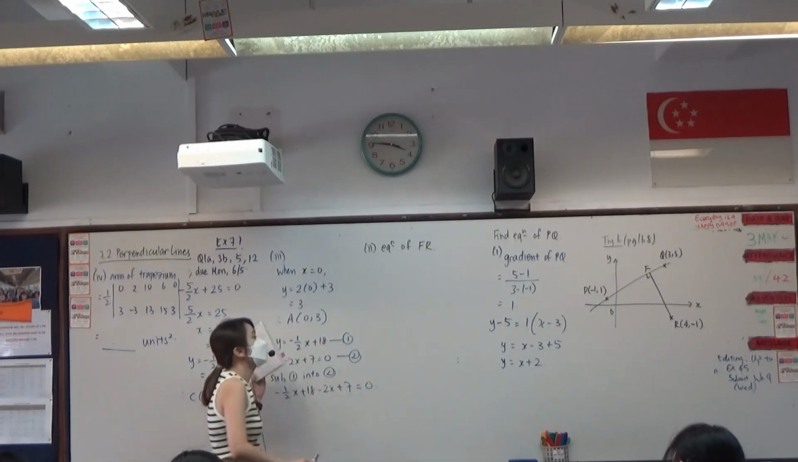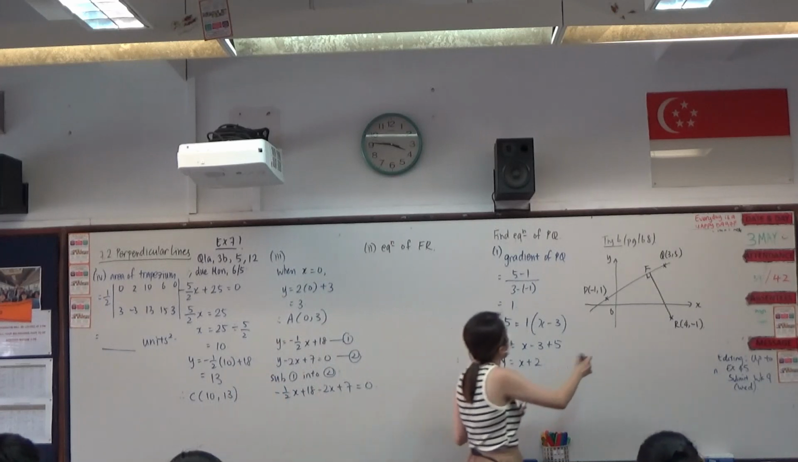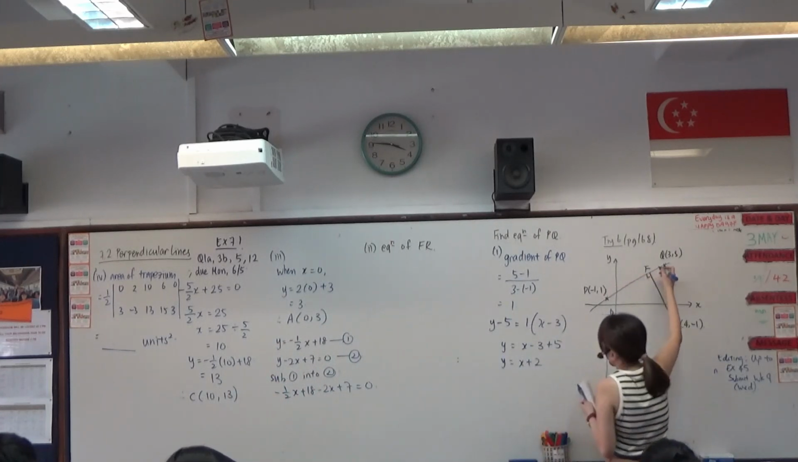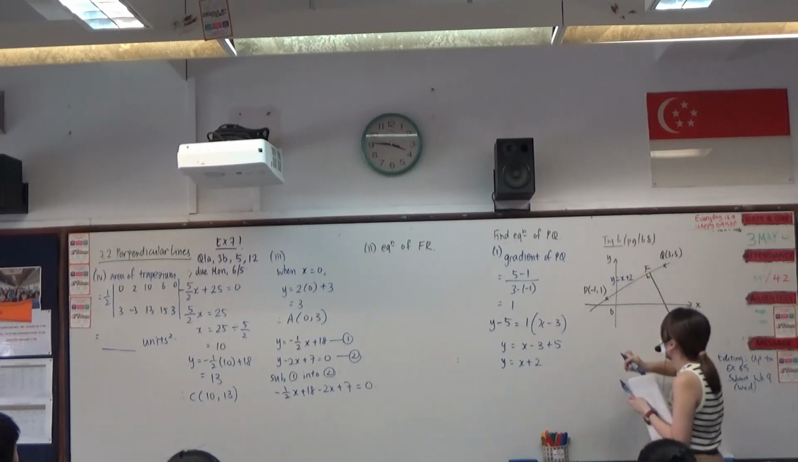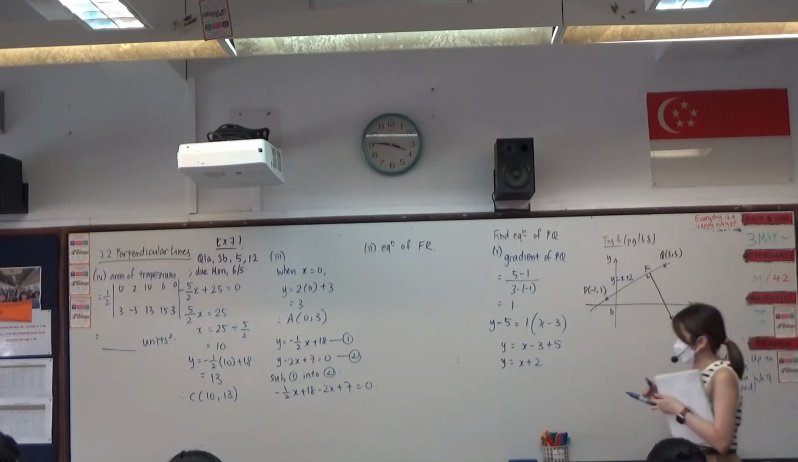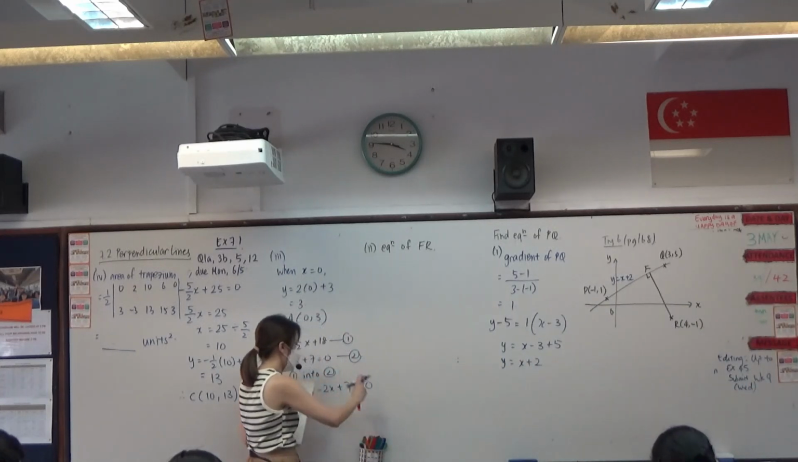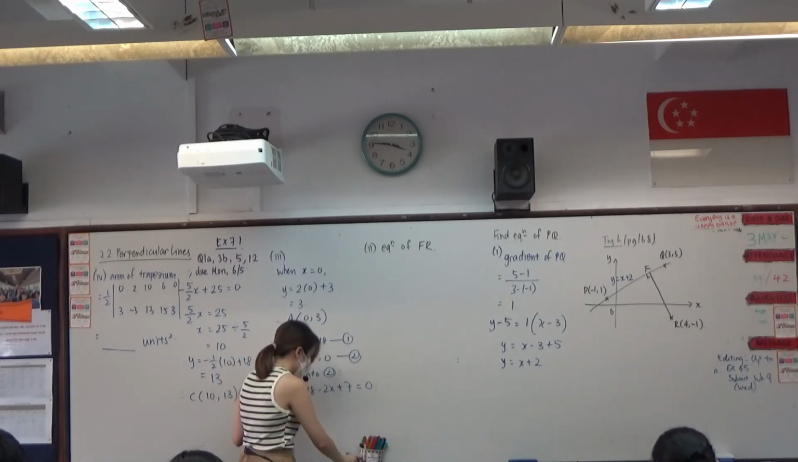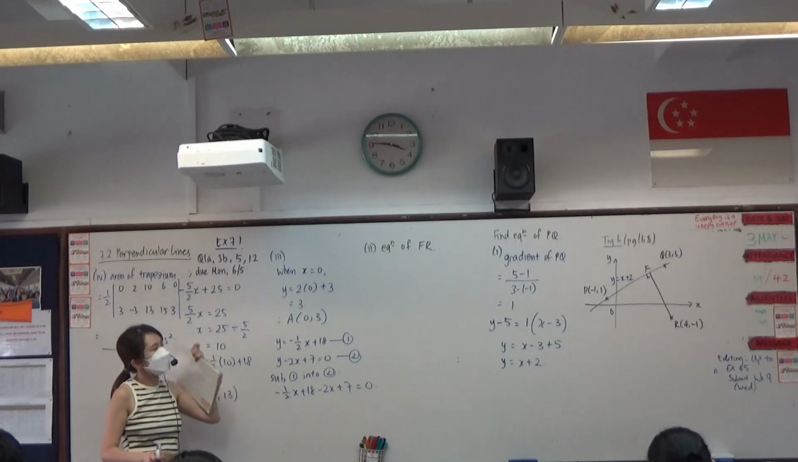Next in part 2, I want to find the equation of FR. So the equation of PQ has already been found, which is y equals x plus 2. How can we find the equation of FR? Let's see, Aaron. How do we find the equation of FR?